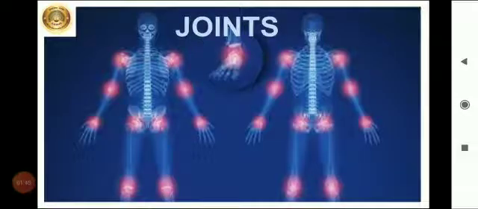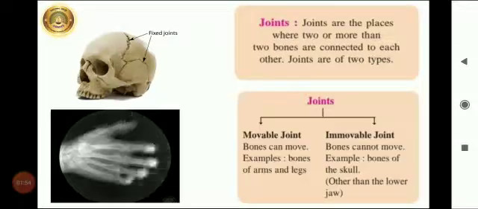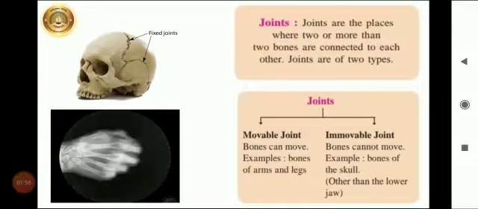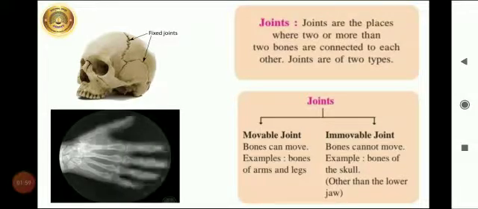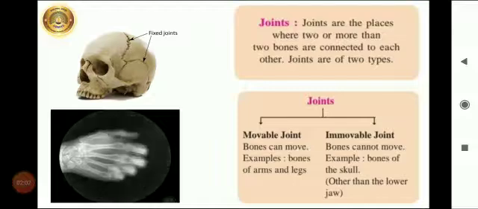If there are no joints in the body, there will be no body movement. The bones in our body are connected to each other by means of ligaments. What are joints? Joints are the places where two or more bones are connected to each other.